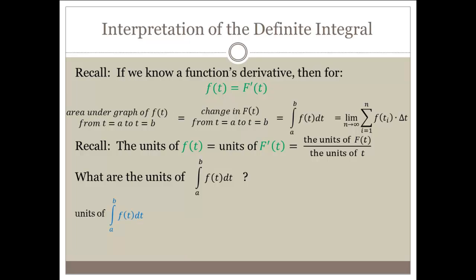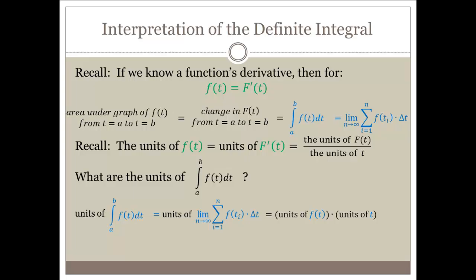We can start by using the fact that the integral from a to b of f of t dt can be written as this sum. So the units of the integral are the same as the units of the sum. But if we add a group of numbers up, the units of that sum are the units of each thing we're adding up. So the units of this sum are the units of f of t times the units of t.